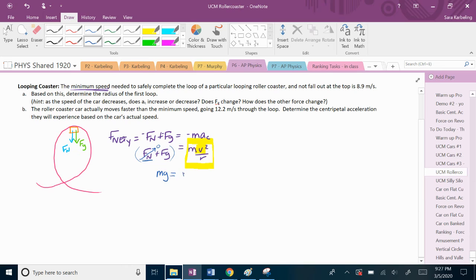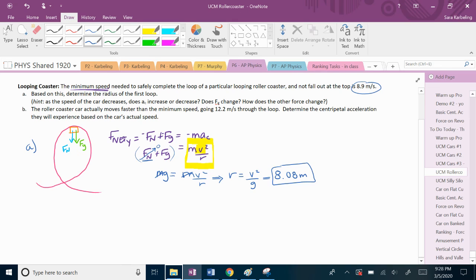So mg is going to be equal to mv squared over r. And again, like we said with the car going around the curve, thank goodness the masses are going to cancel. Now we can easily figure out what the radius is. We're just going to solve for radius, so r is equal to v squared over g. We know that the velocity is 8.9 meters per second, and g is 9.8 meters per second squared. We're going to square that v, by the way, and I think that gives us a radius of about 8.08 meters. Okay, so that's part A.